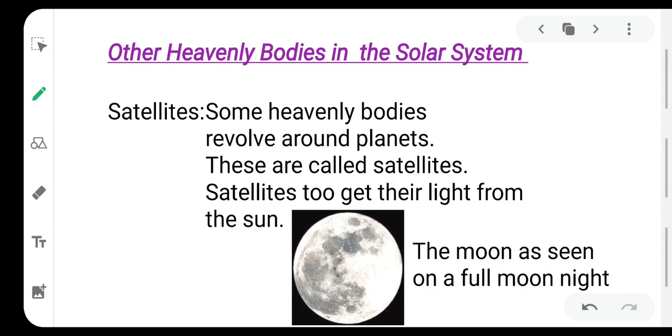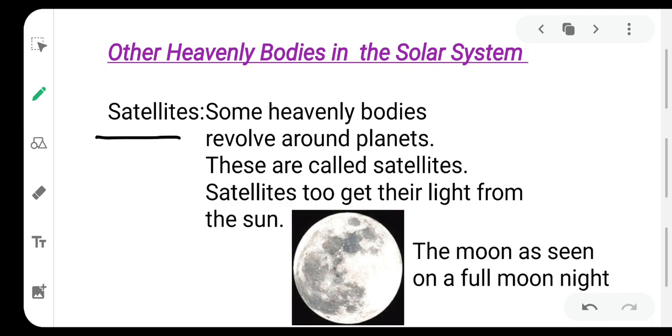Students, the sun, which is a star, and the planets that revolve around it are together called the solar system. And besides planets, the solar system also includes various other heavenly bodies. So now, other heavenly bodies in the solar system. Number first, we will study about satellites. Some heavenly bodies revolve around planets. These are called satellites. Satellites get their light from the sun.